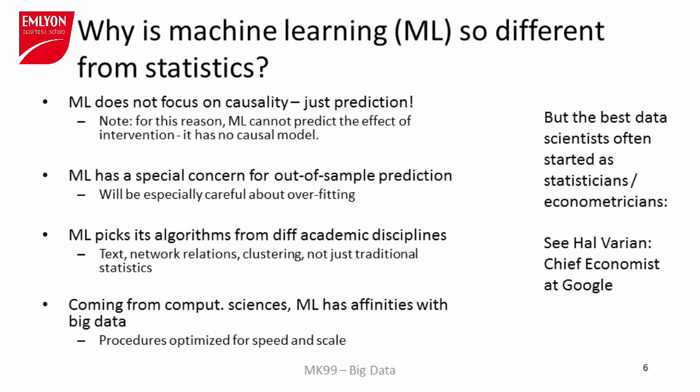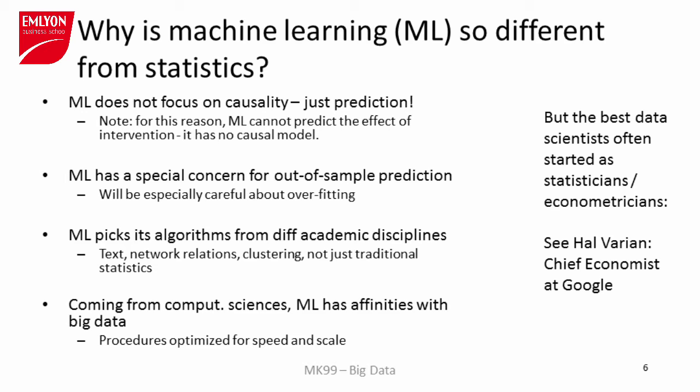Now I'd like to just make the point on how machine learning is so different from statistics. The two are very much related. Machine learning uses a lot of models that come from statistics, but the two are not synonymous. So the first thing is that machine learning does not care about causality. We are not trying to explain why the prediction is accurate. We just want to have an accurate prediction.